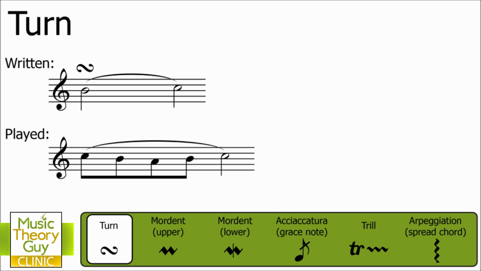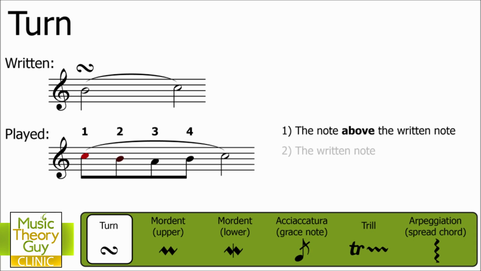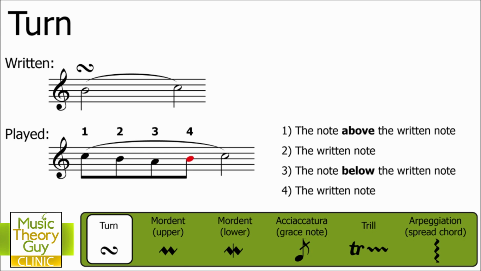Now you can see that the written B has been turned into 4 new notes. Let's go through each of those notes one by one. Now note number 1 is the note above the written note. The written note in my first example here is a B, so the note above it is a C. Note number 2 is the written note, the B. Note number 3 is the note below the written note. In this case it's an A. And note number 4 is the written note itself, the B.